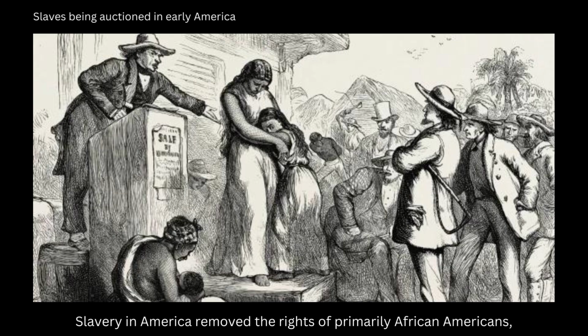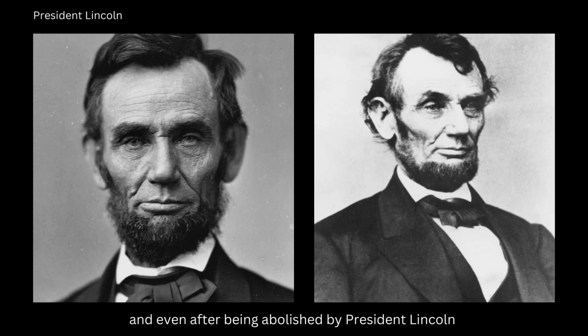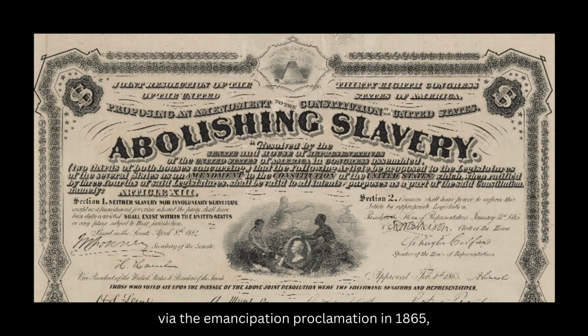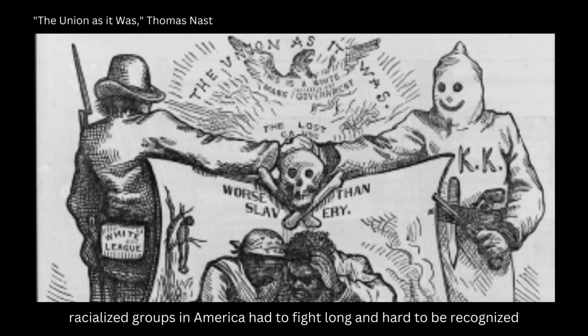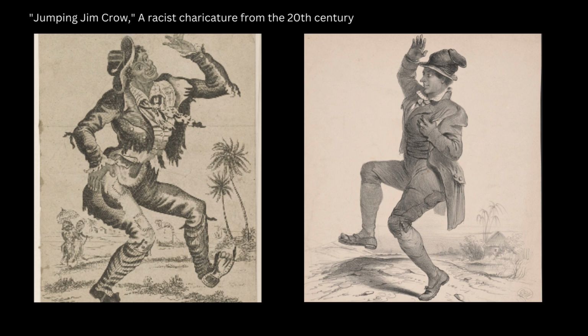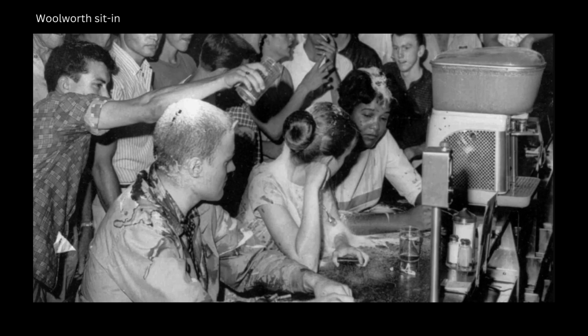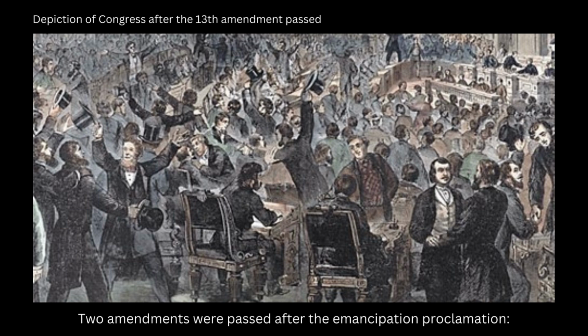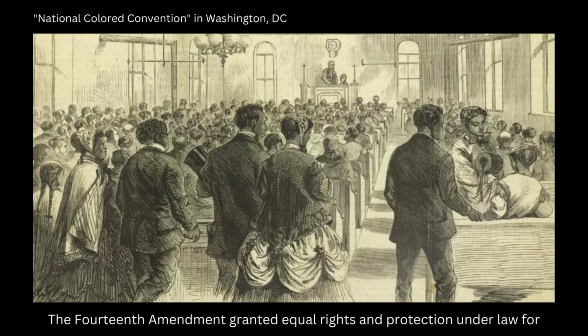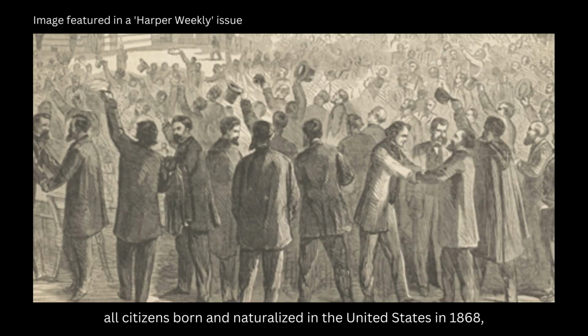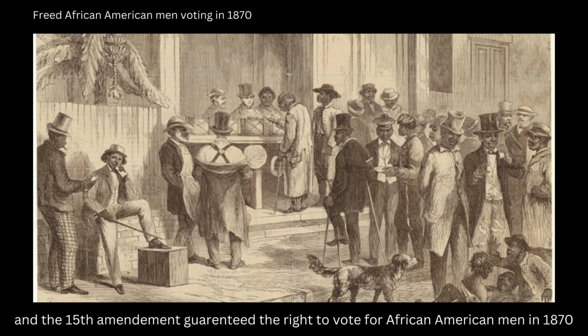Slavery in America removed the rights of primarily African Americans, and even after being abolished by President Lincoln via the Emancipation Proclamation in 1865, racialized groups in America had to fight long and hard to be recognized as American citizens. Two amendments were passed after the Emancipation Proclamation. The 14th Amendment granted equal rights and protection under law for all citizens born and naturalized in the United States in 1868, and the 15th Amendment guaranteed the right to vote for African American men in 1870.